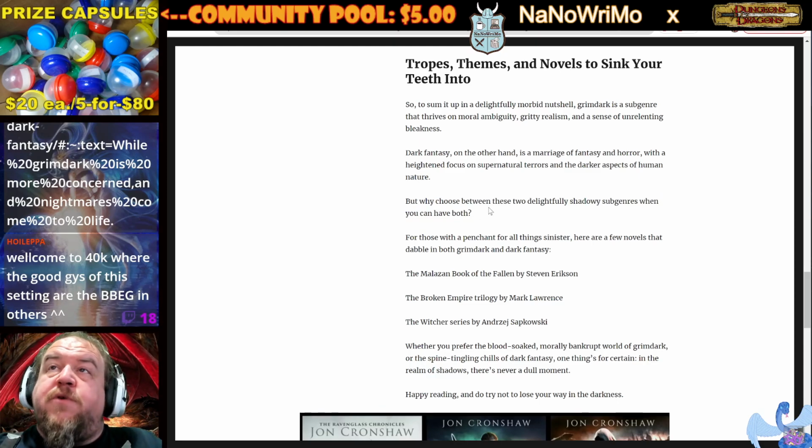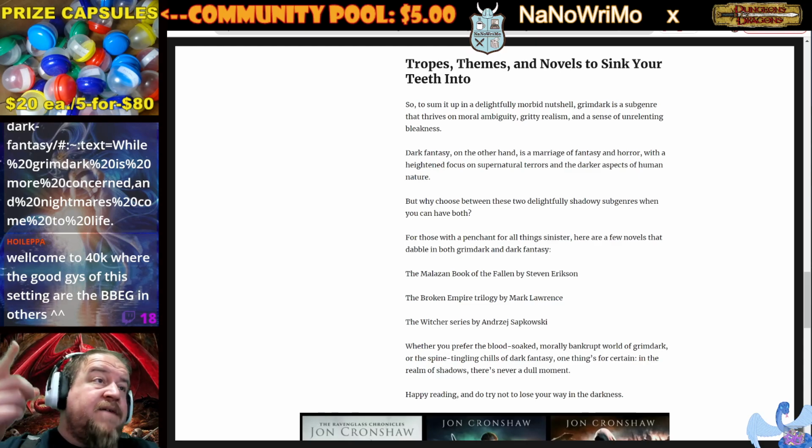But why choose between these two delightfully shadowy subgenres when you can have both? For those with a penchant for all things sinister, here are a few novels that dabble in both grimdark and dark fantasy. The Malazan Book of the Fallen by Steven Erikson, the Broken Empire trilogy by Mark Lawrence, the Witcher series by Andrzej Sapkowski, and The Witcher came up in conversation last night.